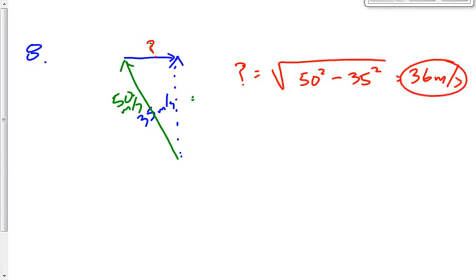So what's the value of the river current here? 36 meters per second. How many people got that? Good, excellent.